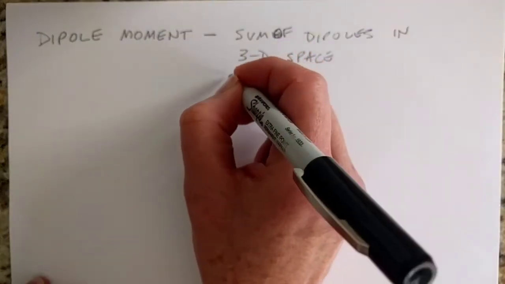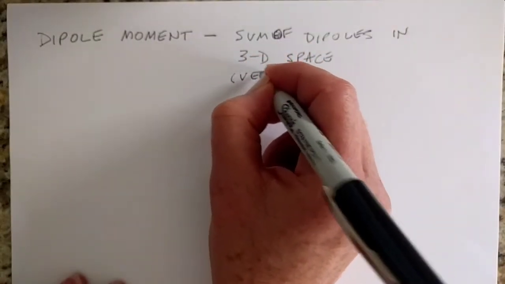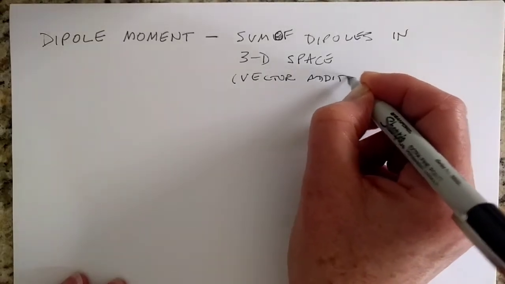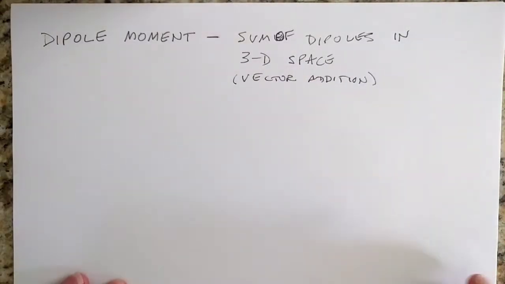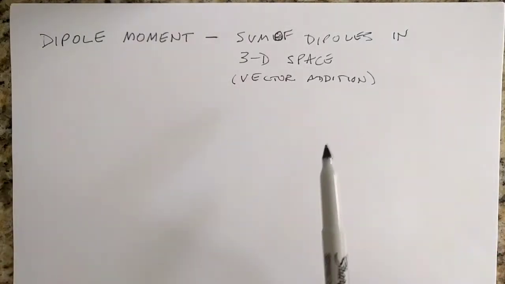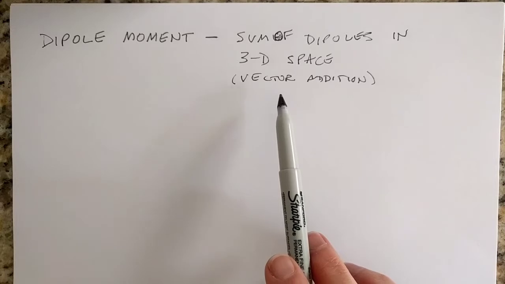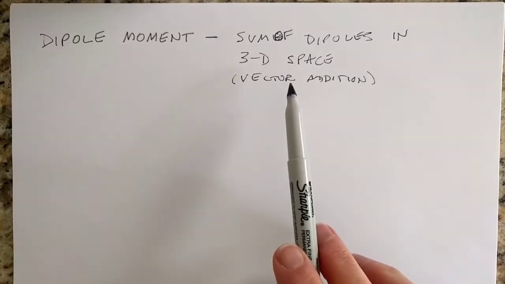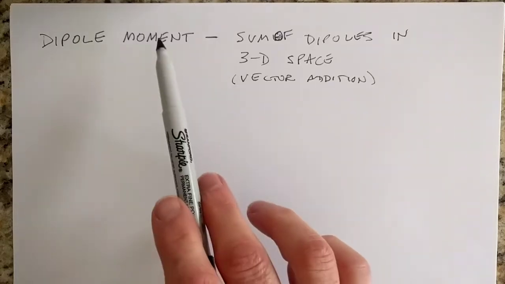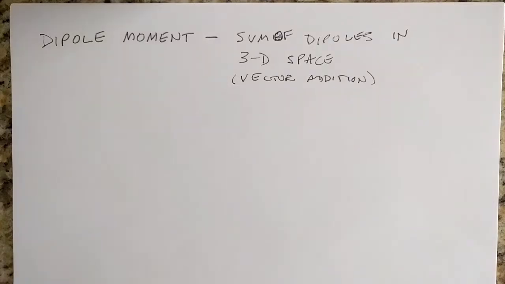I don't know if you've heard this word. This is vector addition. So you'll first encounter that probably in your mathematics class. It's heavily used in physics. We're not actually going to do the vector addition. We're just going to qualitatively evaluate if we have a dipole moment or not.